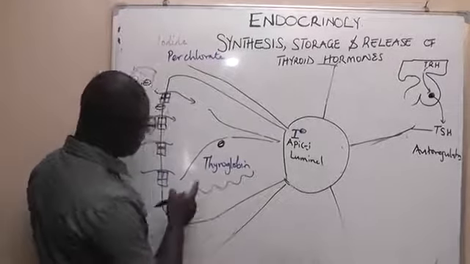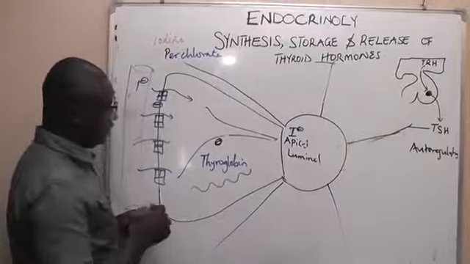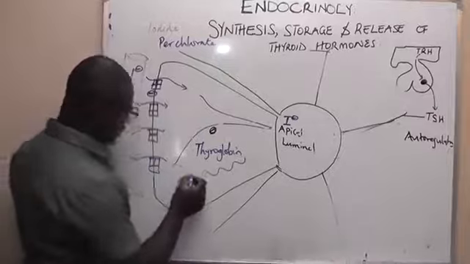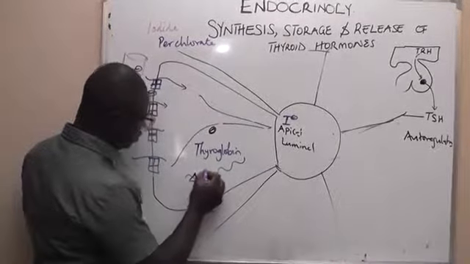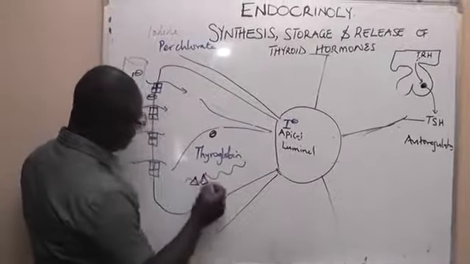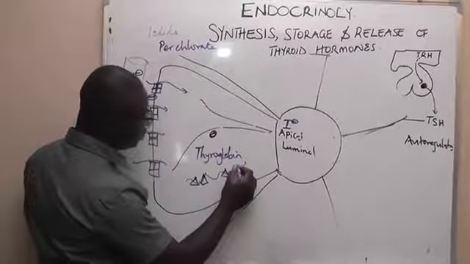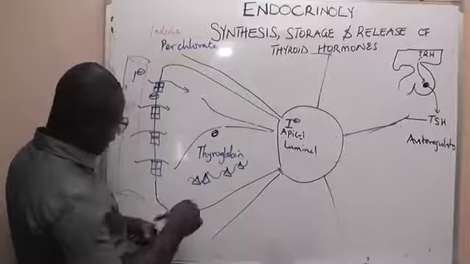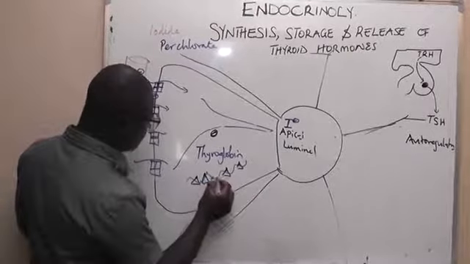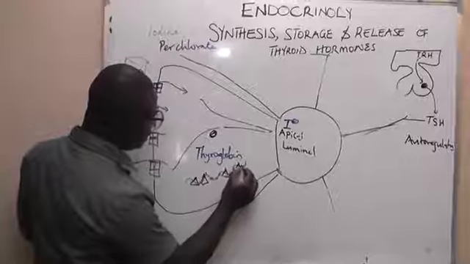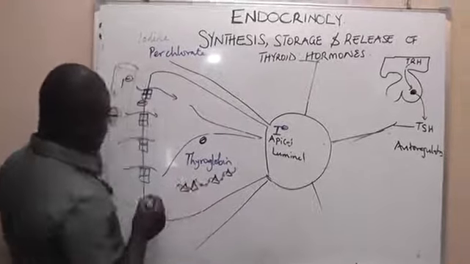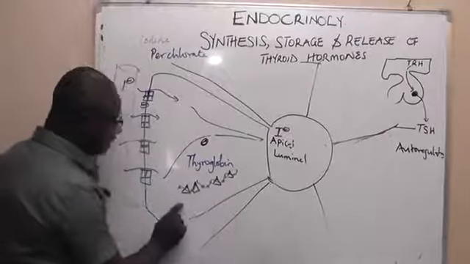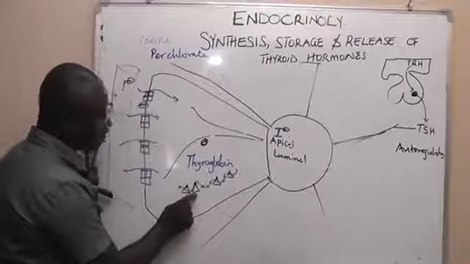Let's assume this is our thyroglobulin chain. If it's actually a protein chain, it will have lots of amino acids. Let's assume this one having this box, these are tyrosine, right? These are tyrosine. Then let's assume these are other forms of amino acid. Now, the whole of this structure is known as thyroglobulin, but within this thyroglobulin chain, we have what?